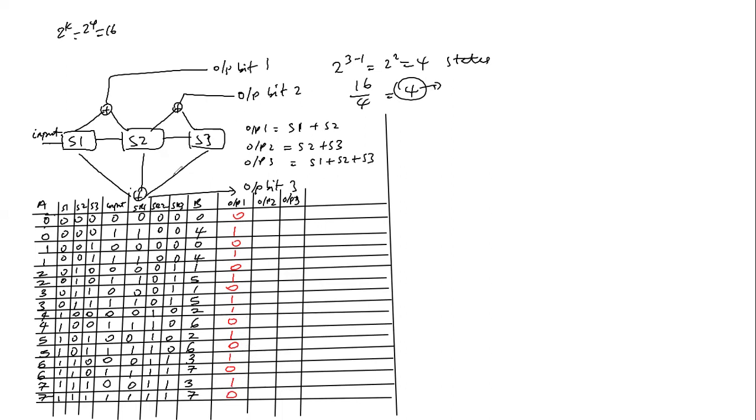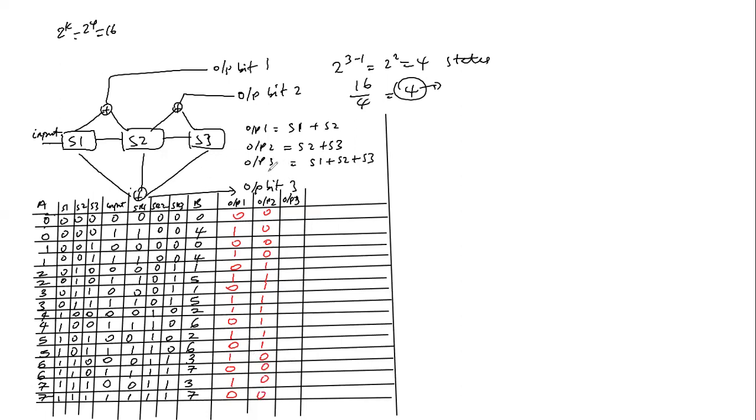Now the next is S2 plus S3. These two give 0, 0, 0, 0, then 1s, and then 0, 0, 0, 0.